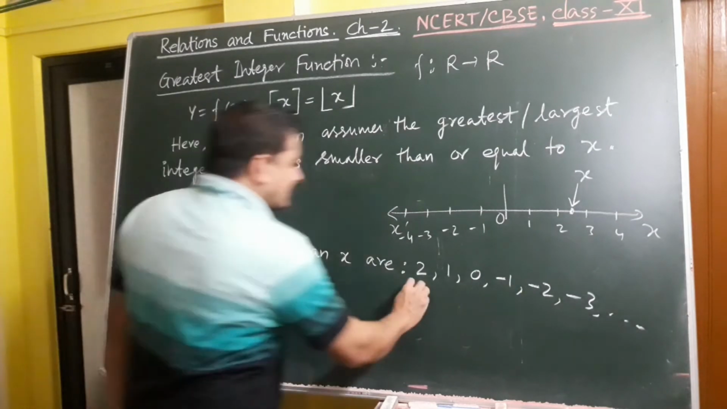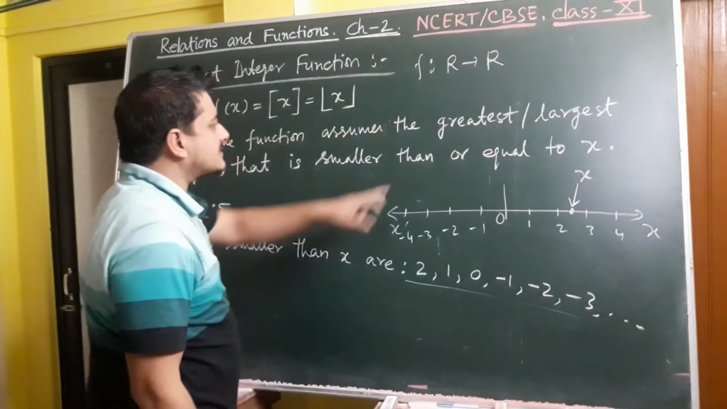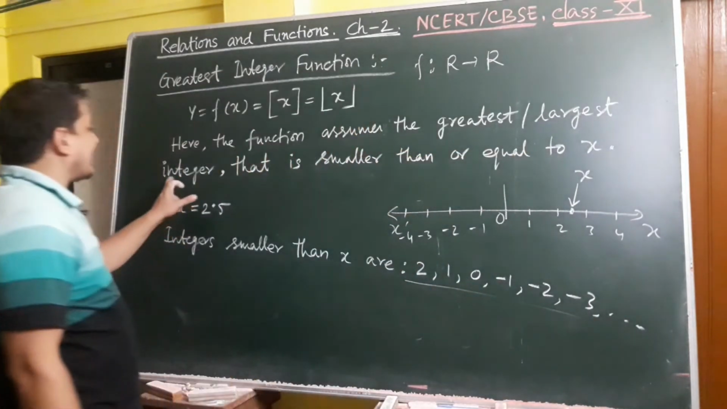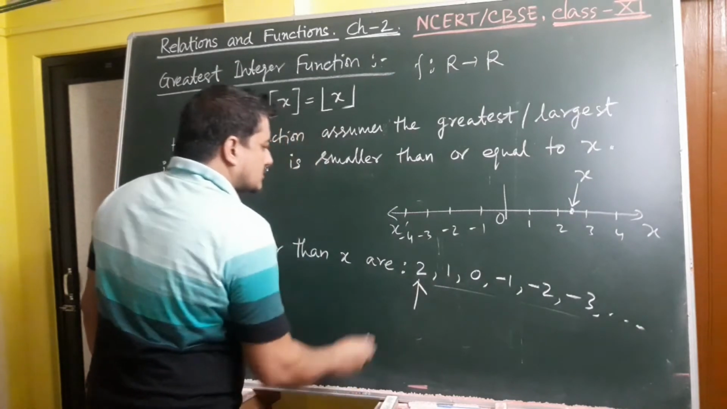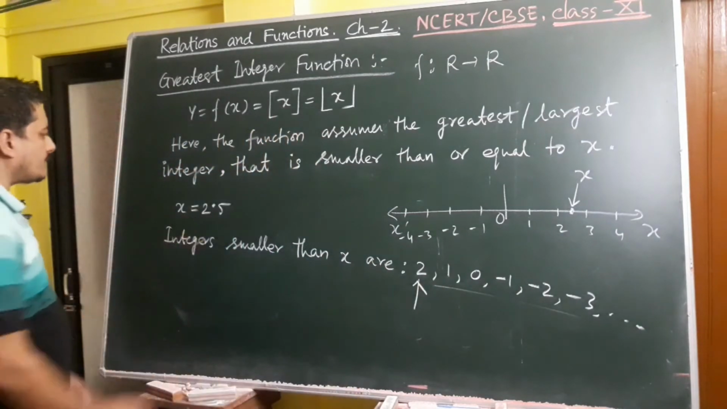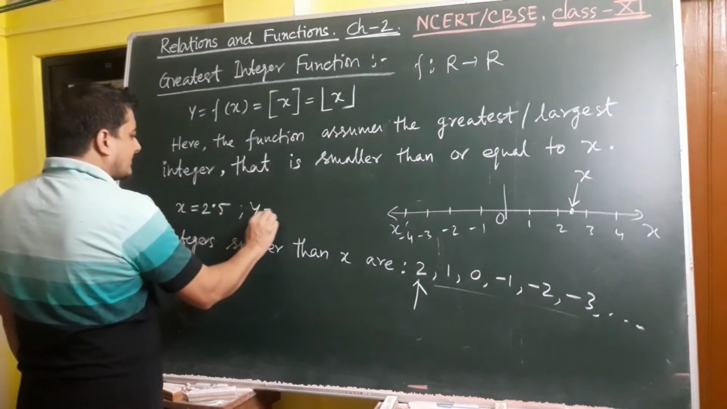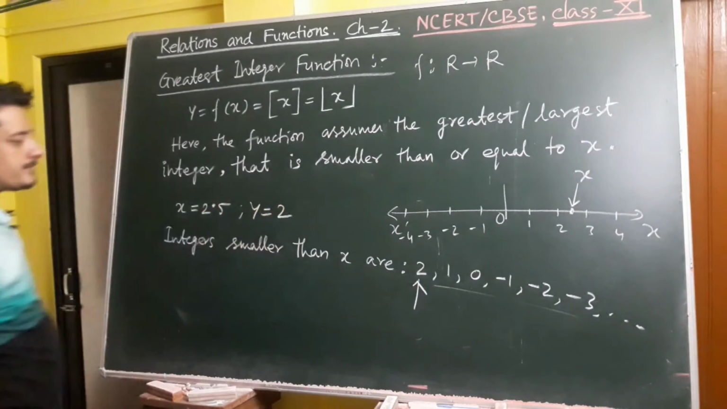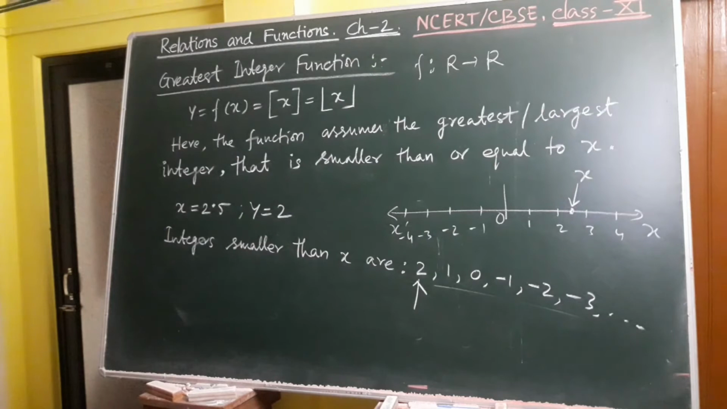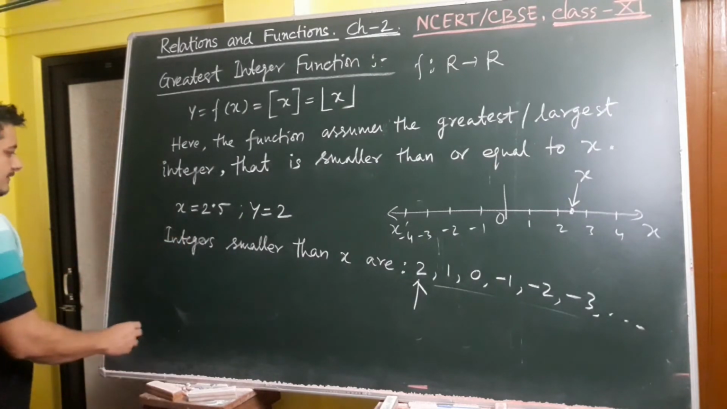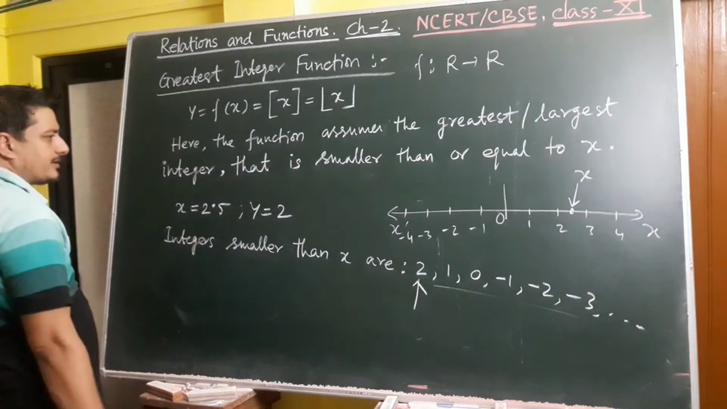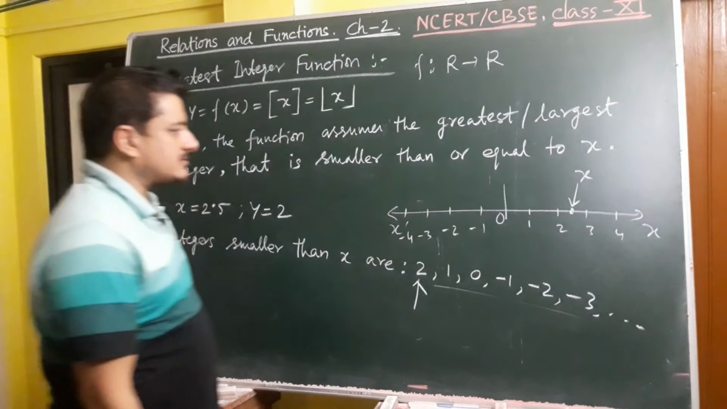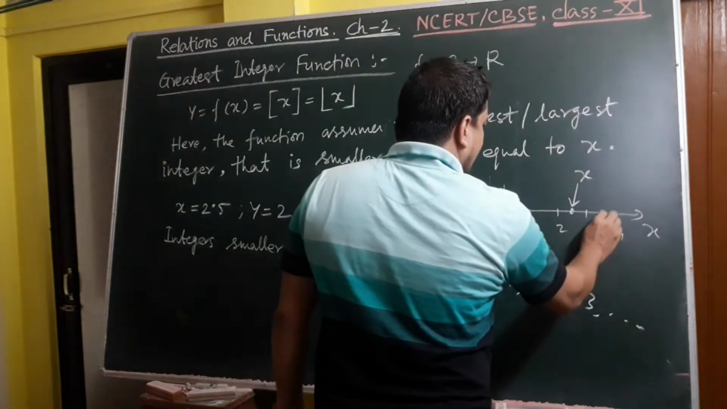So among all these numbers, which one is the greatest? The largest integer is this one, 2. So that is why if x is equal to 2.5, then y will be equal to 2. So this you have to remember. Okay, fine. Now we shall take one more value. If it is 3.5, it is somewhere here.